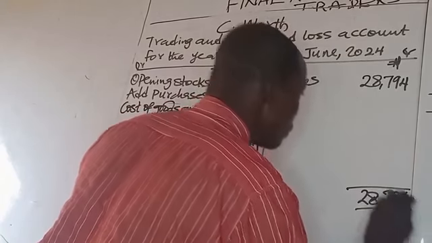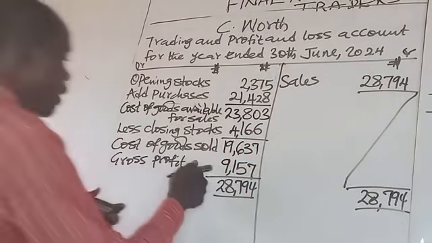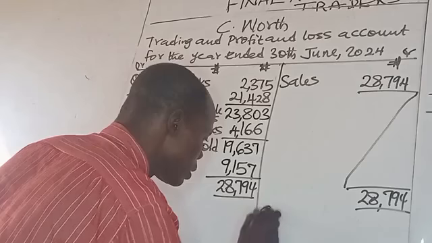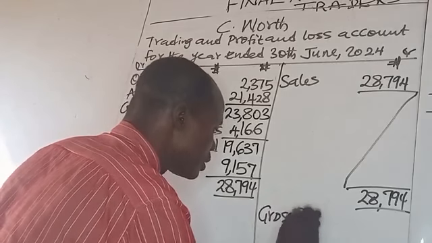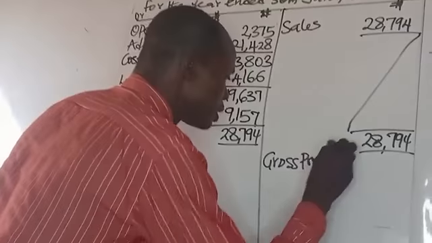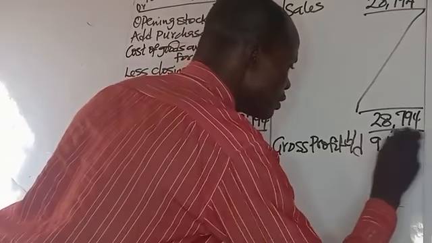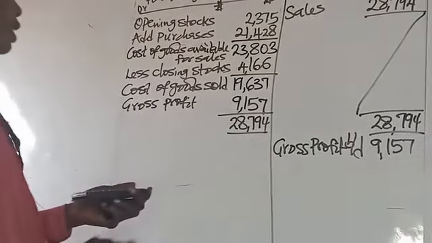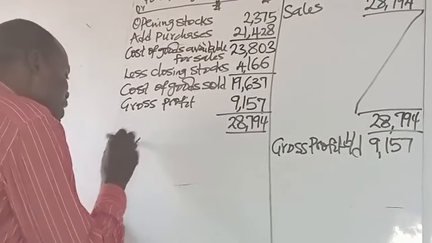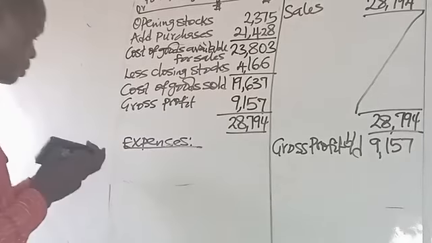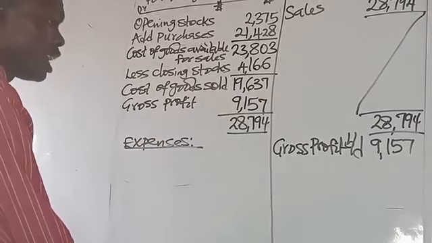28,794. Then the gross profit we have obtained here, you bring it down. So we have gross profit brought down, 9,157. Now, the next thing is expenses. We have the expenses at the debit side.